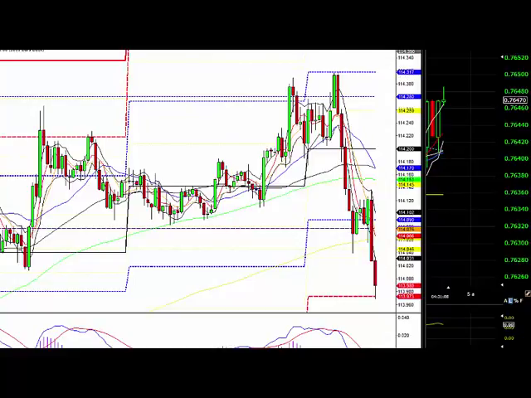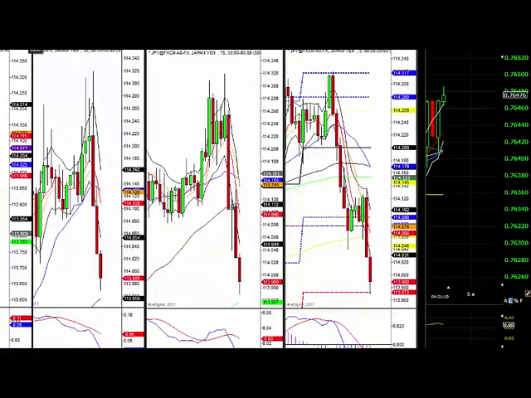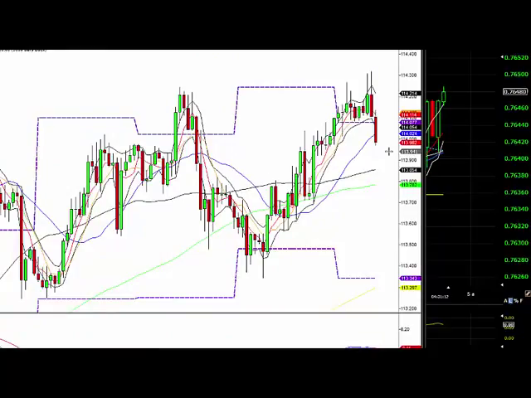Let's have a look at the site, and obviously the Aussie dollar. We'll look at that as well. So this is what's going on here on the dollar yen at the moment. So we've had this nice run down. So up 287 pounds on this trade at the moment.